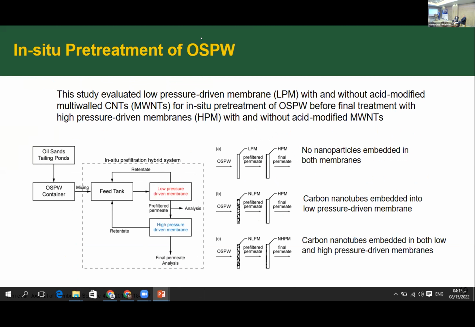And regarding the in situ pretreatment of OSPW, we take this material and do some pretreatment, and then we go straight to the membranes. In this study, we evaluated the low pressure variable membranes with and without acid modified multi-wall CNTs for in situ pretreatment of OSPW before final treatment with high pressure variable membranes.